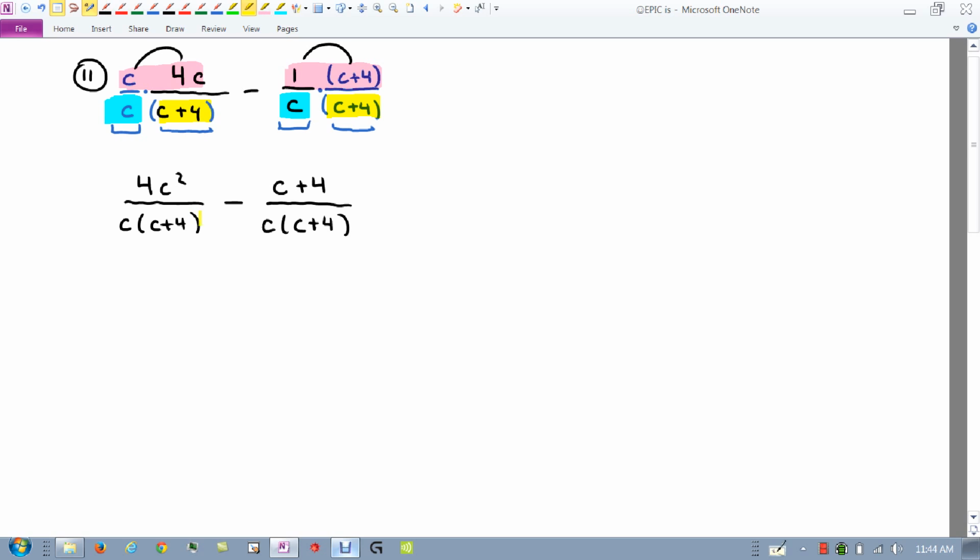Now that they have the exact same denominators, all I have to do is take this, and be careful here, subtract this. This is where students get in trouble. I take my 4C squared. Now, when I subtract C, I get minus C. And then I have to subtract positive 4, which makes it a negative 4. So you're actually distributing that negative through the entire numerator on the right side, and then over my common denominator, C times C plus 4.